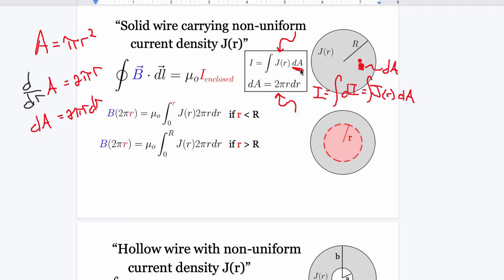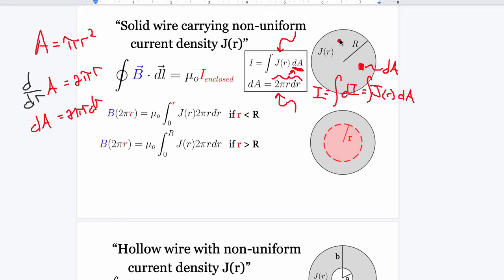If the professor throws the kitchen sink at you and you get a J that's dependent on phi and theta, you can't just do this. You have to actually write a three-dimensional one, or go back to just dr times r d theta and work with that. But if there's no angular dependence, if it's just radially dependent, you can always do it this way. So that's what you're going to plug in. This whole thing goes in for dA.